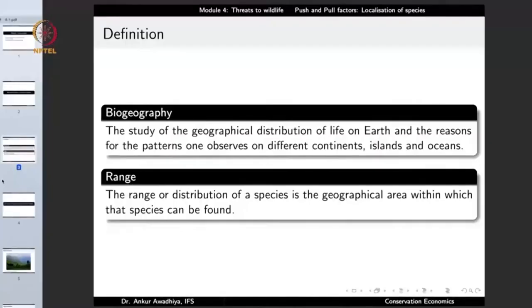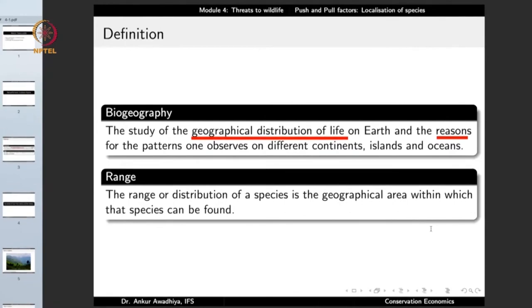Now, this question falls under the ambit of the field of biogeography. Biogeography is the study of the geographical distribution of life on earth. It studies which life is located in which area of the earth, and the reasons for the patterns. So not just a description of which organisms are found there, what are the reasons? Why don't we find, say, the polar bears in India? Why don't we find elephants in Siberia? So the reasons are also studied in this field. The reasons for the patterns one observes on different continents, islands, and oceans. So this is the field of biogeography.